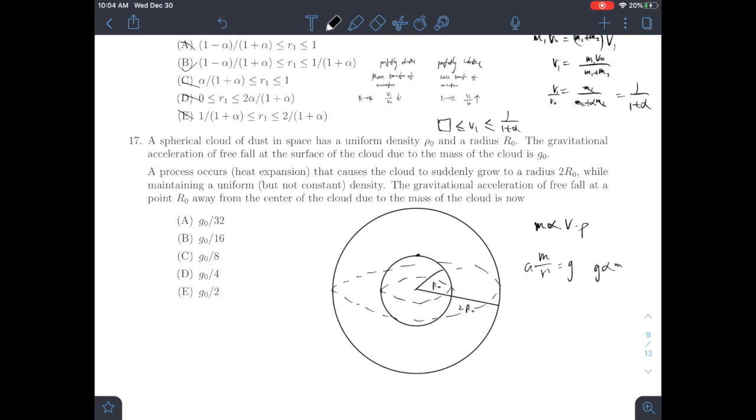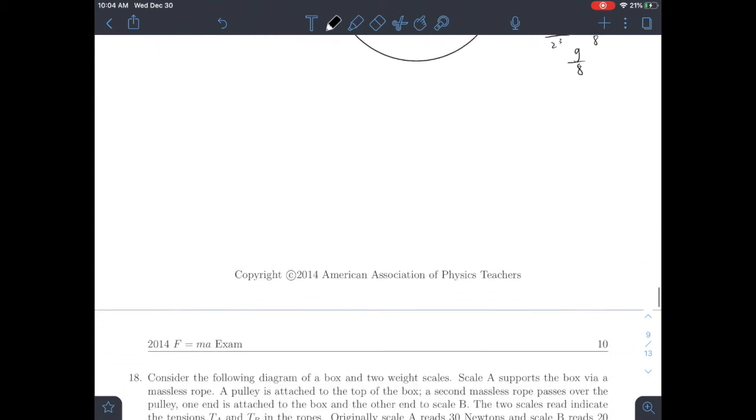We know g equals Gm over r squared. So g is proportional to m, and m is proportional to density. So rho is really all we need to know. Because the volume is increased by a cube, the density is decreased by a cube. The mass stays the same. The radius grows by a factor of 2, so the density has to decrease by a factor of 2 to the third power. Then the gravitational acceleration has decreased by 2 to the third power, which is 8, which is C. Number C.